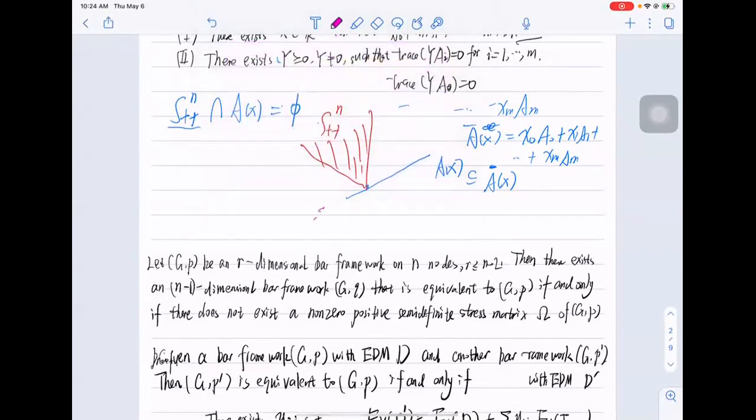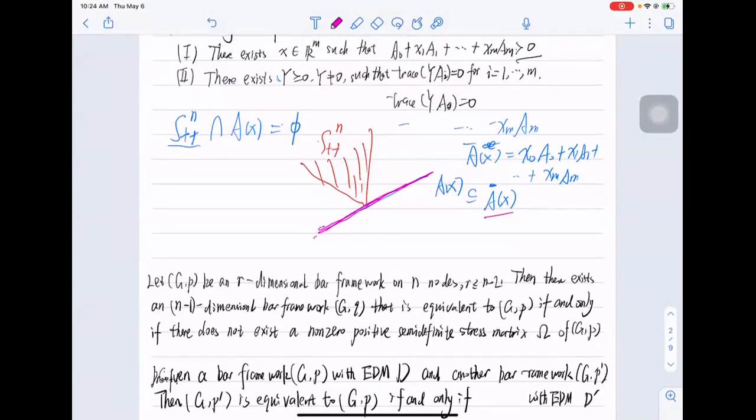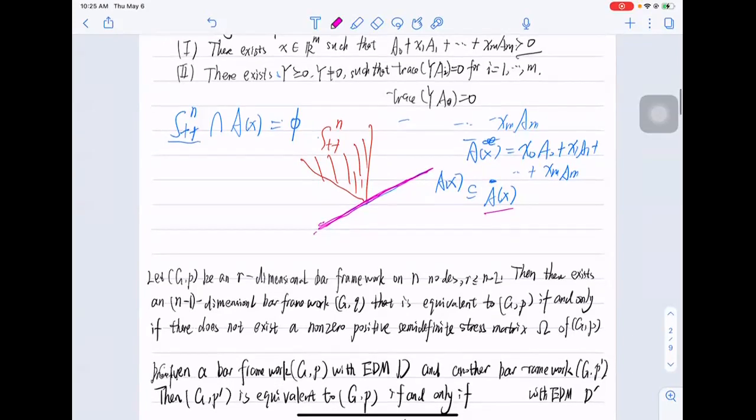There's a hyperplane that separates these two sets, and this hyperplane contains this linear subspace A bar X. So therefore, if one is not true, then you can find such a Y such that the trace defines a hyperplane, and it contains this affine subspace.